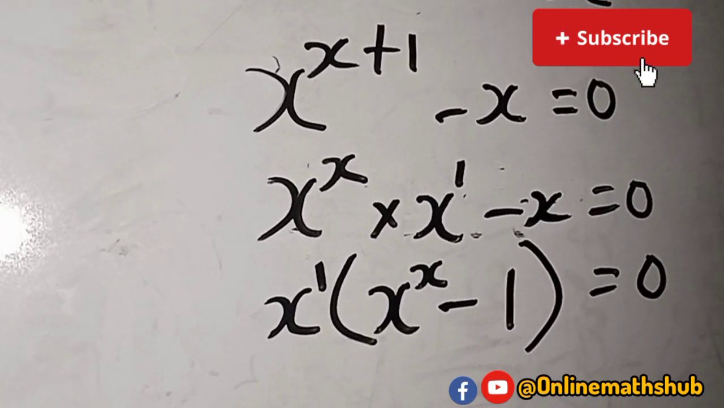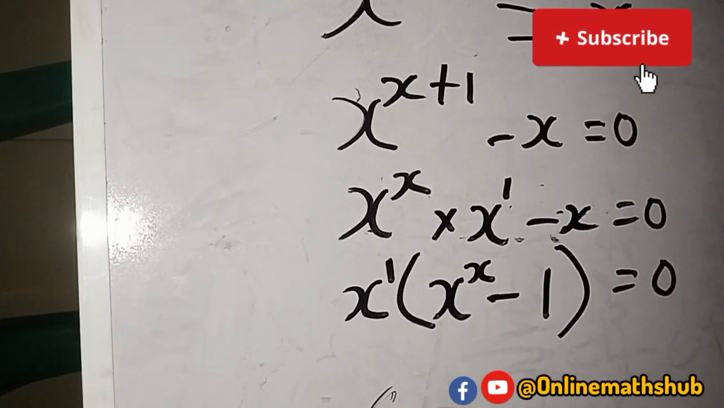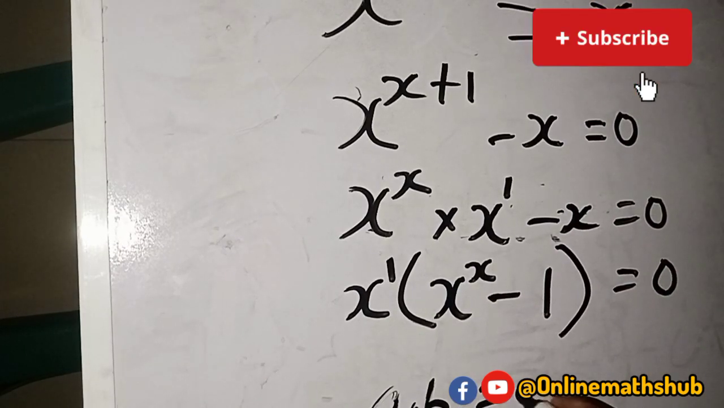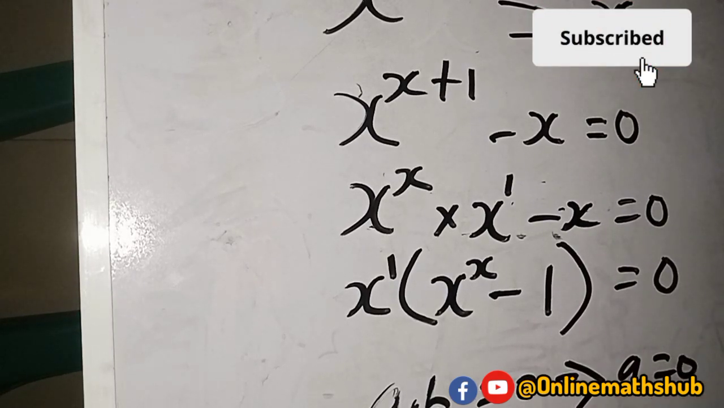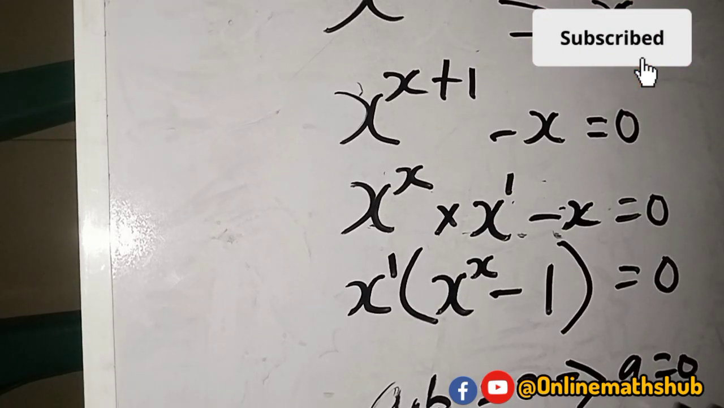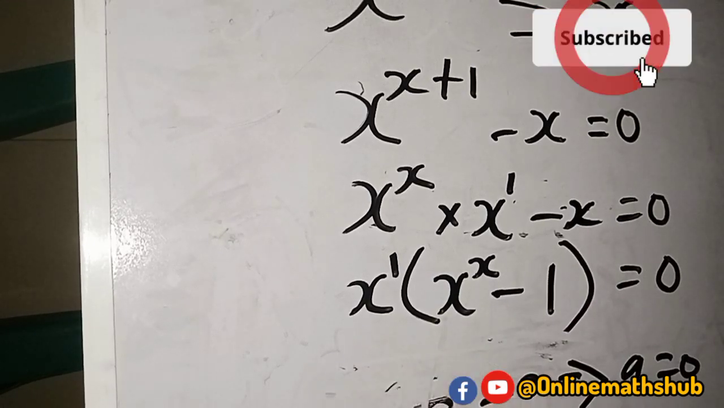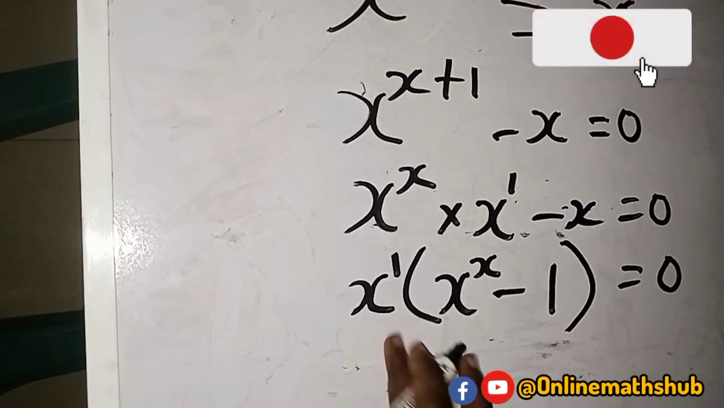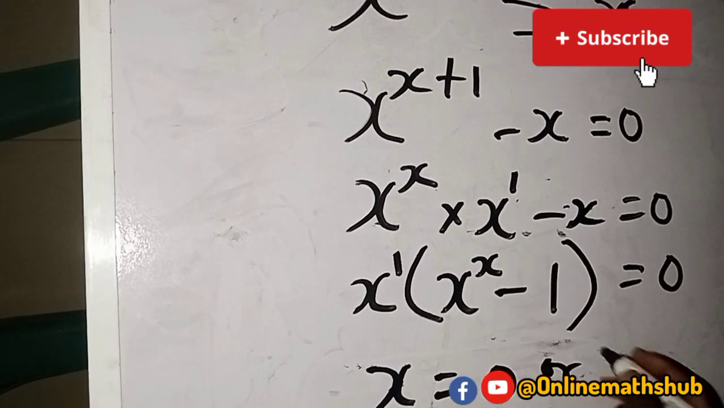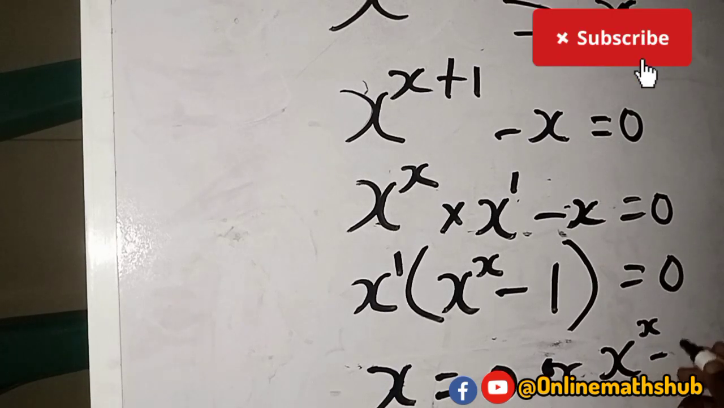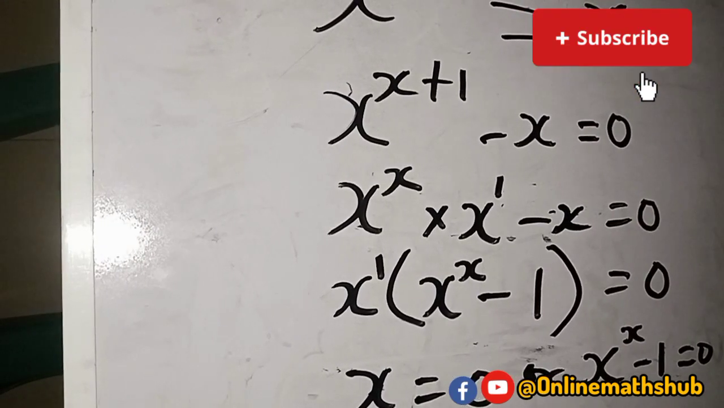So what am I going to do again? If you remember the zero product rule, which basically says that if you have a times b and it is equal to 0, this implies that either a is equal to 0 or b is equal to 0. So I'm going to apply that here. Now if I clean this, I have that x is equal to 0, or x raised to power x minus 1 is equal to 0. So we're going to take these cases.